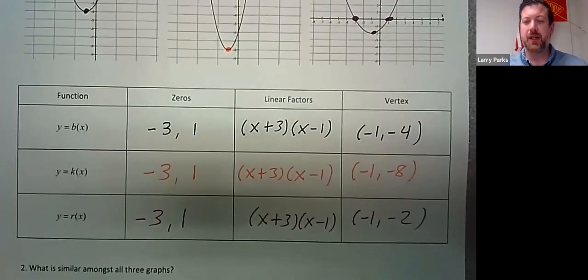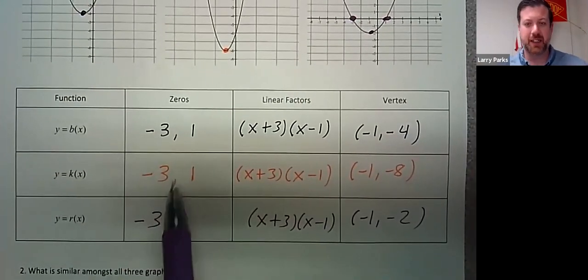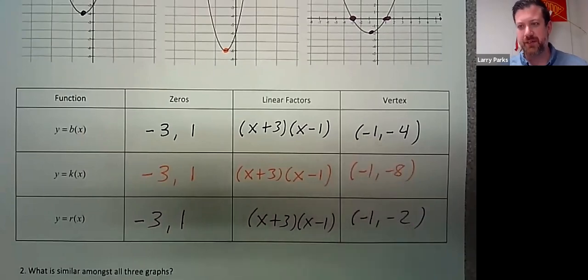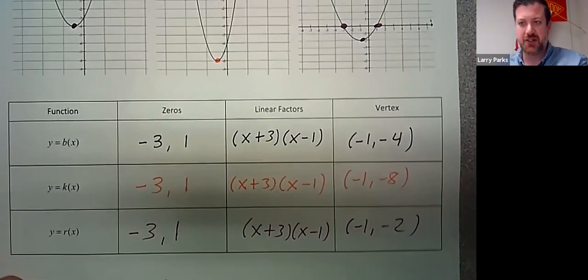Okay. So what is similar about these? They all have the same zeros. What's different? They look different. Some are more stretched, some are more compressed, and they all have different vertices.